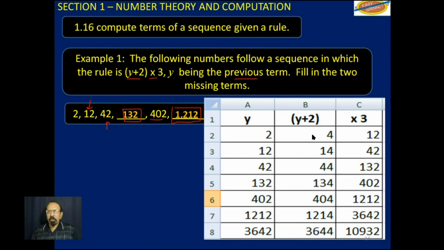So we began with 2, we got 12, then 42, then 132, then 402, then 1,212, and if you have to go further, you will continue that sequence, and so on.